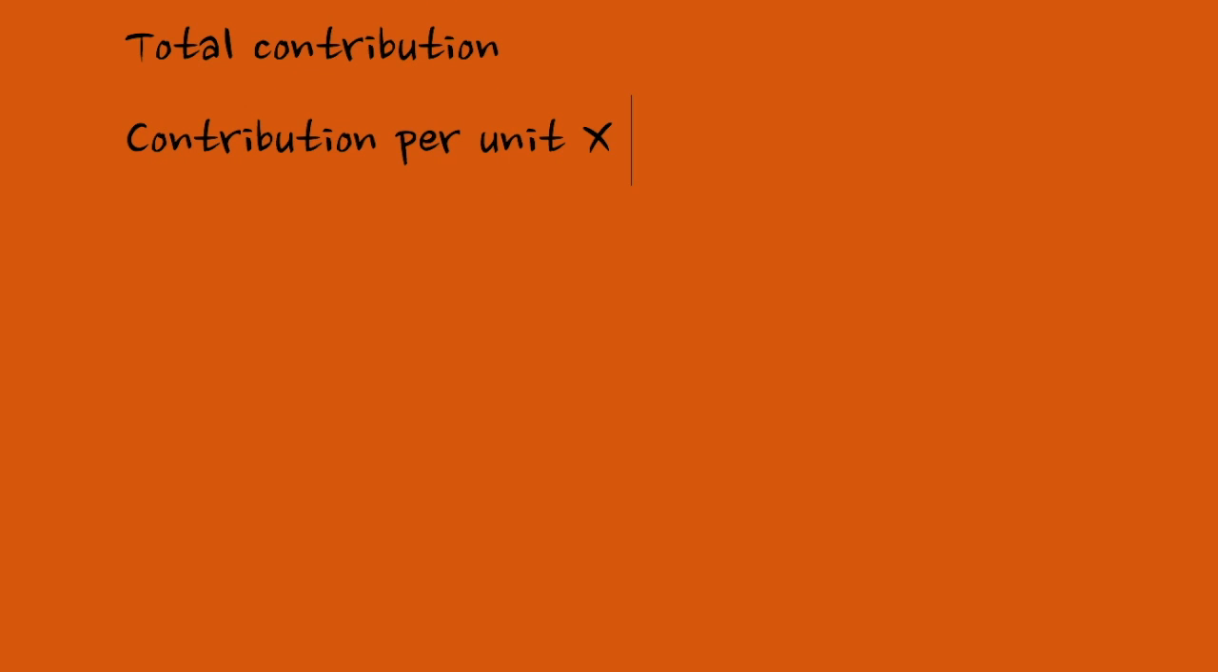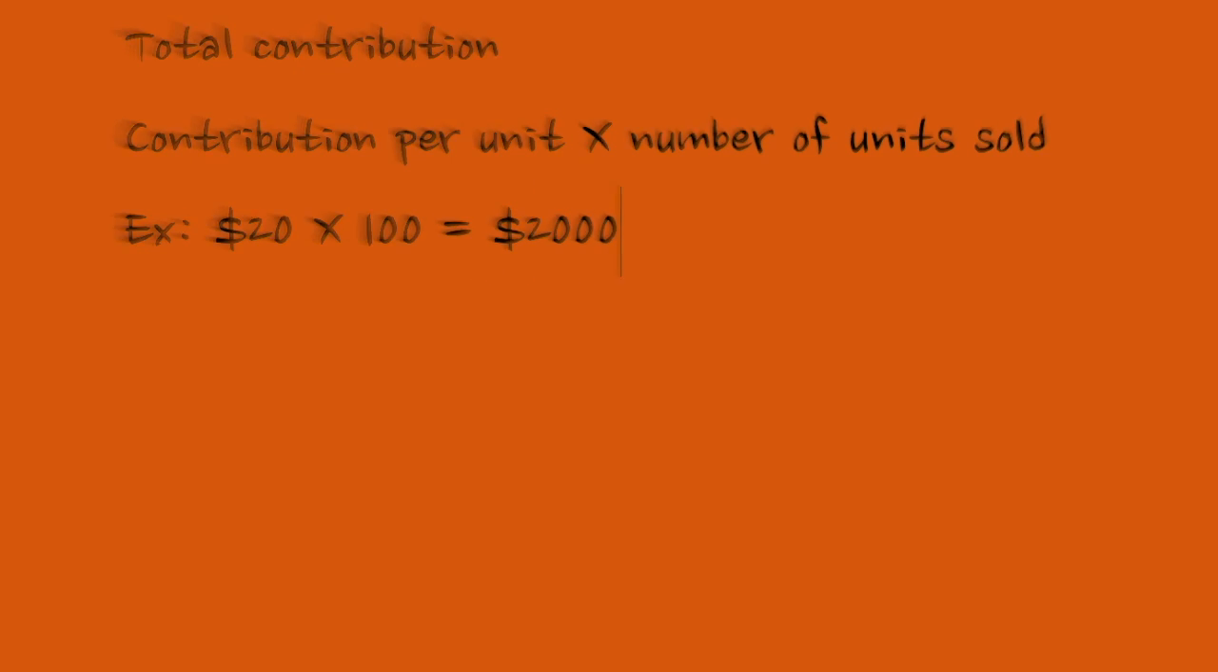Another way to find the total contribution is contribution per unit times number of units sold. For example, $20 would be the contribution per unit times 100, which would be the number of units sold. This would result in $2,000.